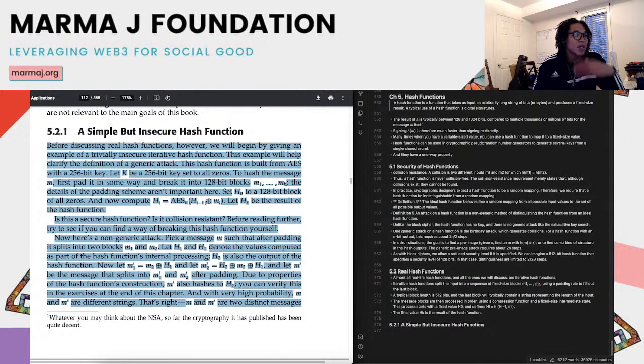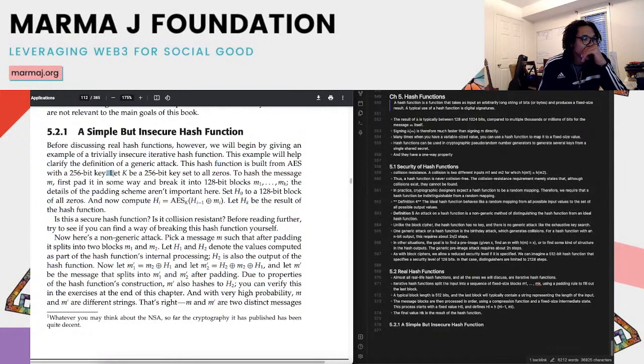Before discussing real hash functions, however, we will begin by giving an example of a trivially insecure iterative hash function. This example will help clarify the definition of a generic attack. This hash function is built from AES with a 256-bit key. Let K be a 256-bit key set to all zeros. To hash the message, first pad it in some way and break it into 128-bit blocks M1 to MK.